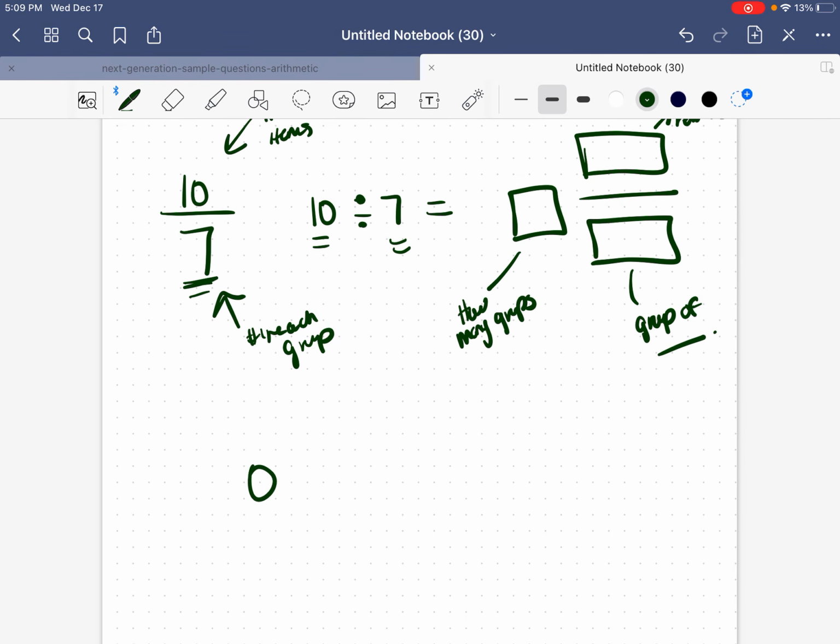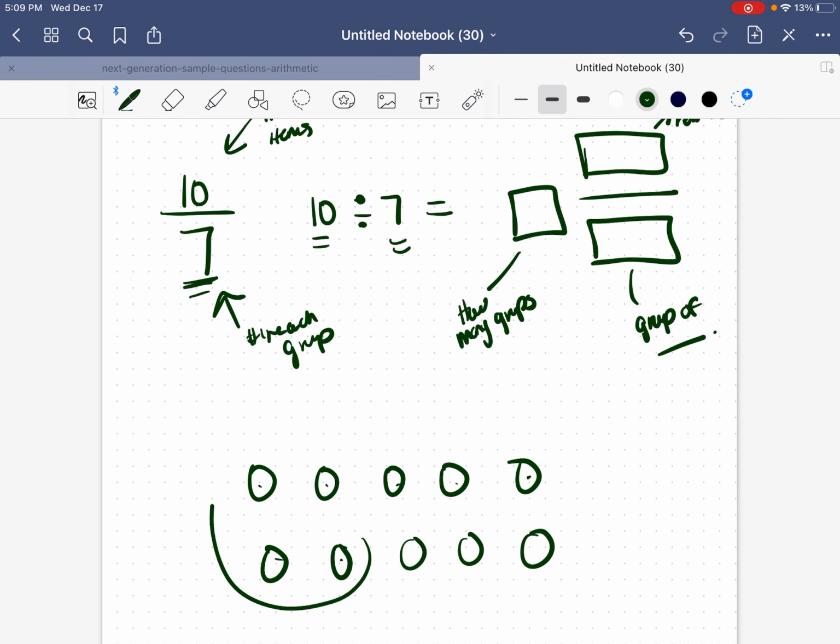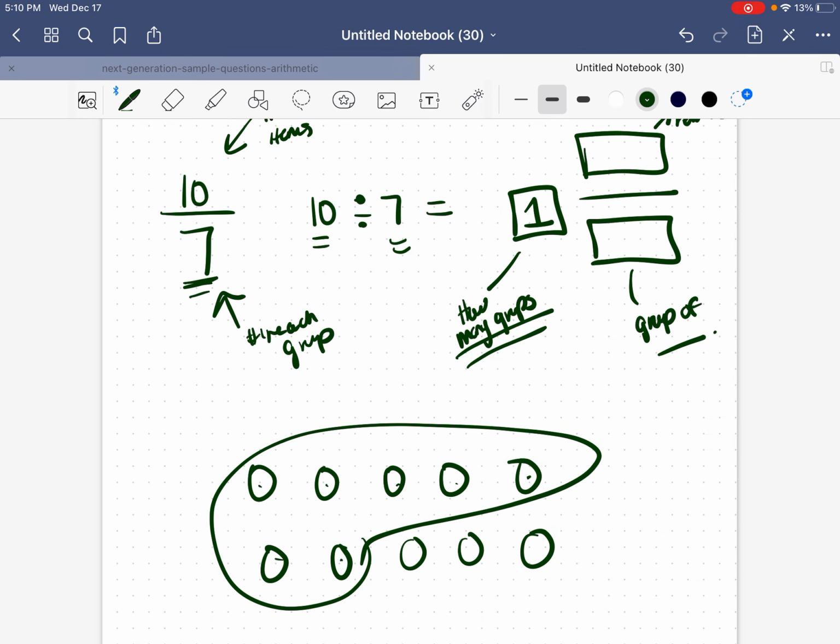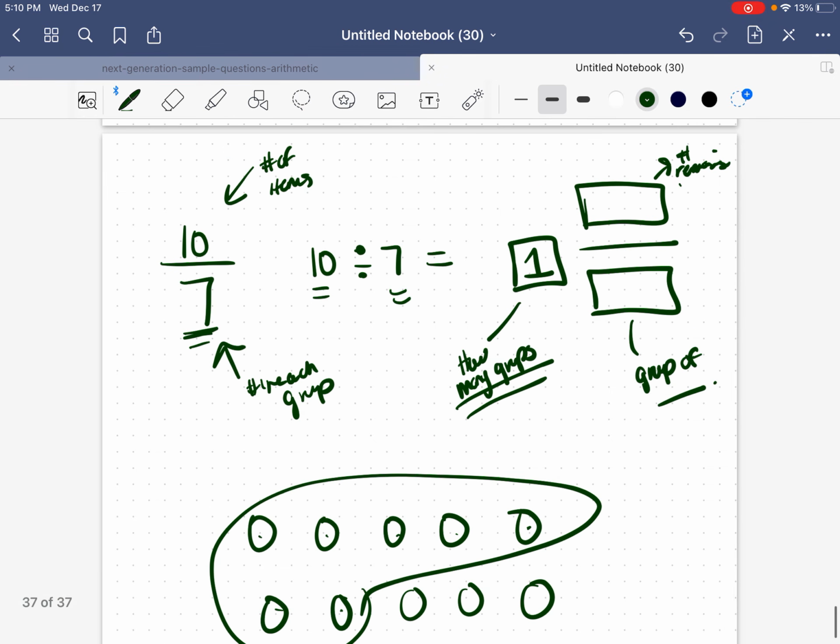So we're going to draw 10 items. 1, 2, 3, 4, 5, 6, 7, 8, 9, 10. We're making groups of 7. What does that mean? We're going to circle 7 items at a time. 1, 2, 3, 4, 5, 6, 7. We're going to make a group of them. We don't have enough to make another group, so then that must mean we have one group. So then the whole number is going to be 1 because that number represents how many groups. Then this top number is the number remaining, so we have 3 items remaining. So we're going to put the 3 here.